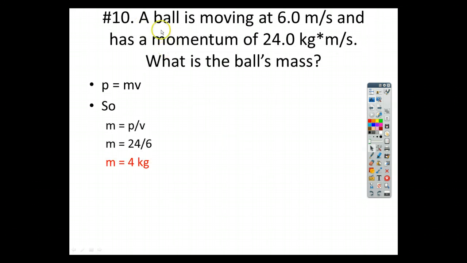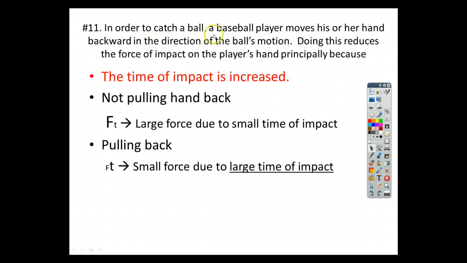Number 10, a ball is moving at 6 meters per second and has a momentum of 24 kilogram meters per second. They want to know what the mass is. So now we're solving for mass. We just take the momentum, divide it by the speed, so 24 divided by 6, and you end up with 4 kilograms.